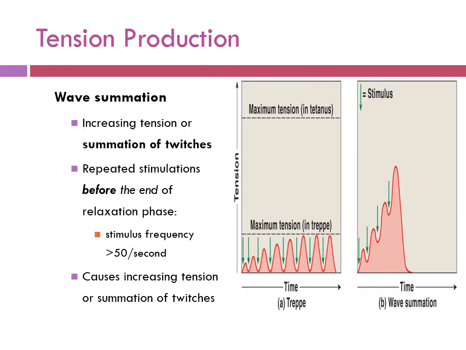Wave summation occurs when you are getting repeated stimuli before the end of the relaxation phase. So your muscle's contracted, and before it's relaxed, it's getting stimulated again. And so that makes a more forceful twitch and a more forceful twitch every time that happens. So instead of the slow rise that kind of maxes out here, wave summation is going to give you a steeper rise of more and more and more stronger twitches.